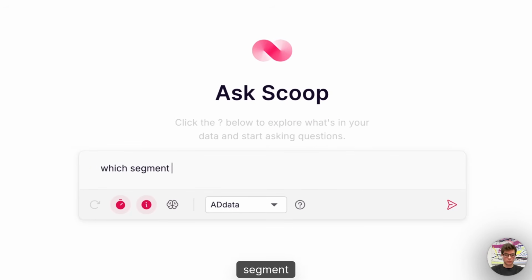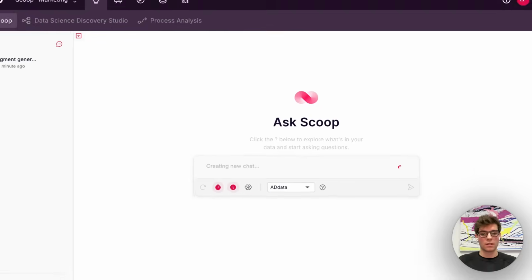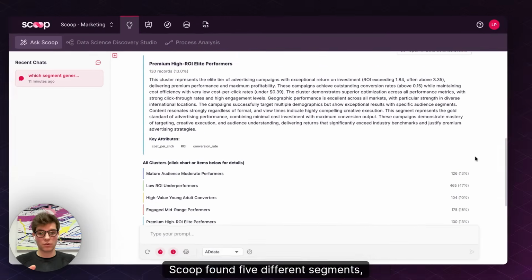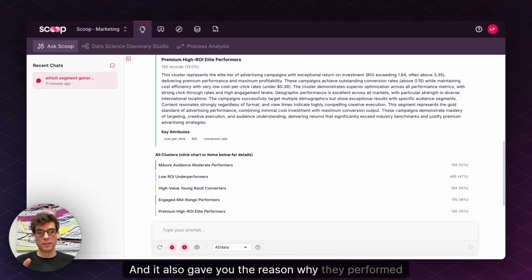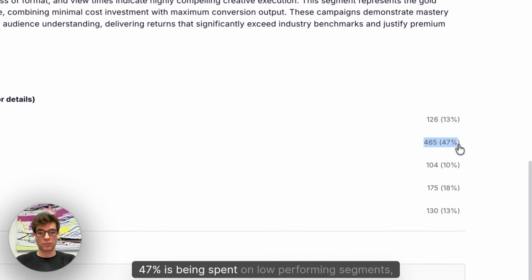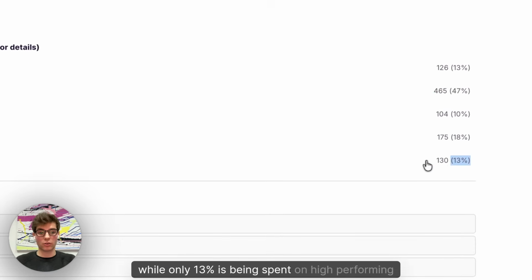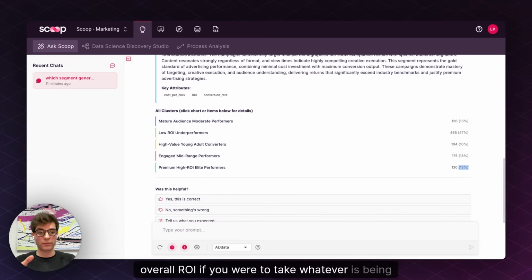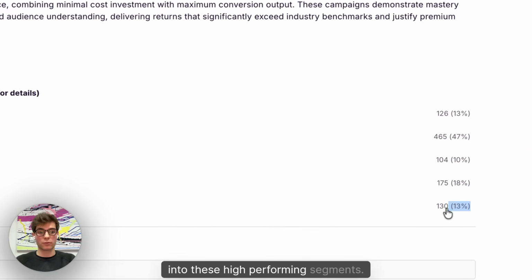Which segment generates the best ROI? Now, as you can see, in just 60 seconds, Scoop found 5 different segments, all the way from the lowest performing to the highest performing ones, and it also gave me the reason why they performed the way they did. Now, as you can see, 47% is being spent on low performing segments, while only 13% is being spent on high performing ones. Now, imagine the difference it would make in overall ROI if you were to take whatever is being spent on these low performing ones and put it into these high performing segments.